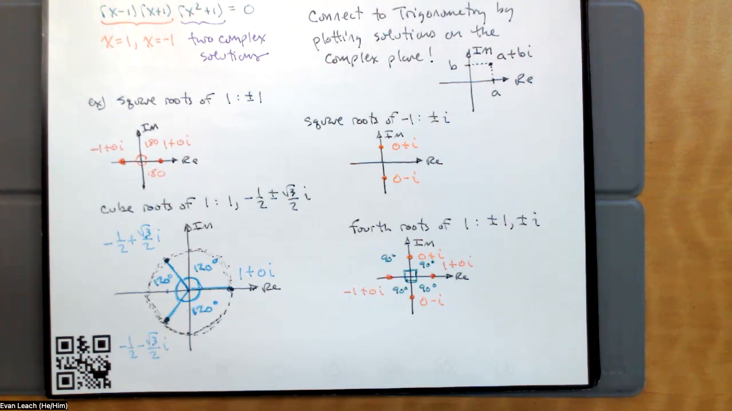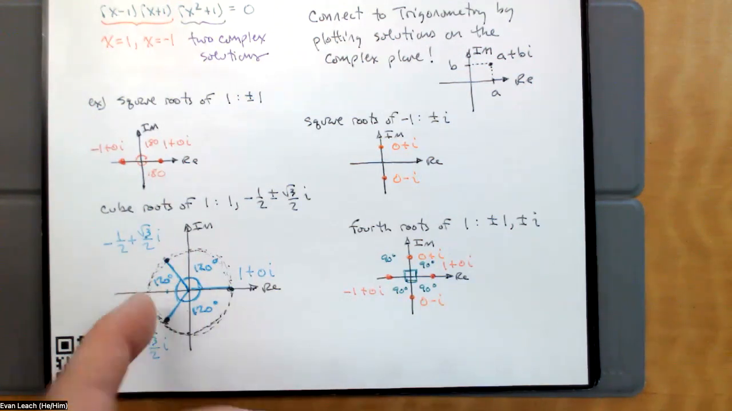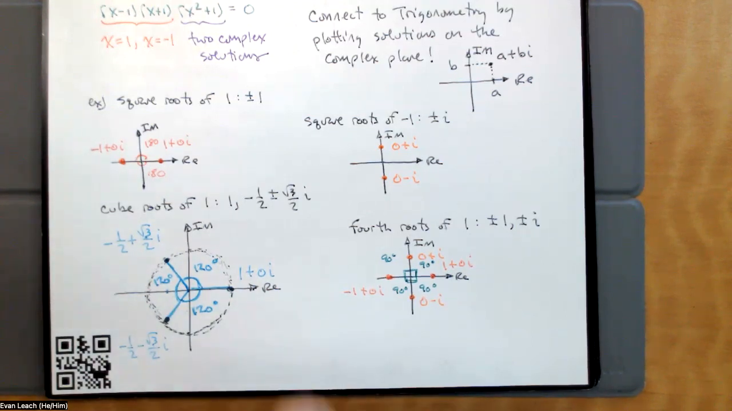If we did the cube roots of -1, we know one of the real roots is -1. That's over here. These other 2 just get moved over. We just take this whole thing and rotate it 180 degrees. So we know what the other 2 are. We wouldn't have to do any work.